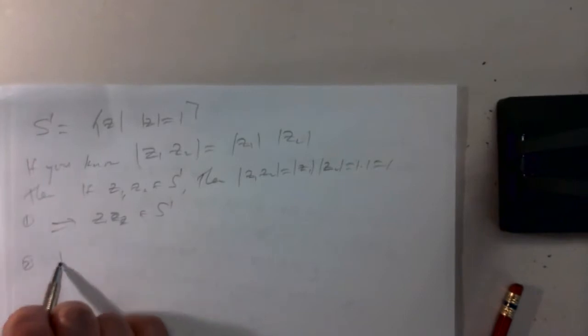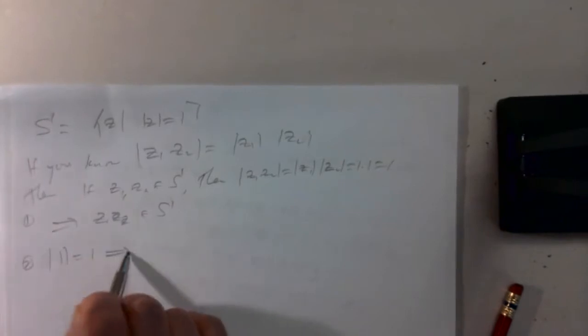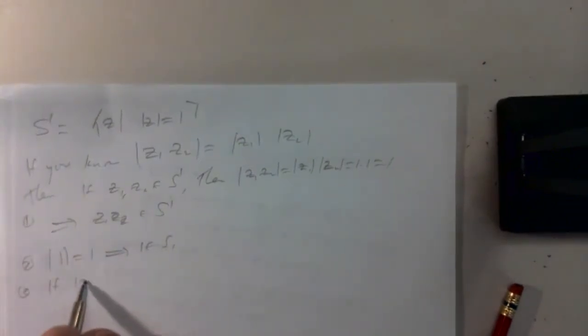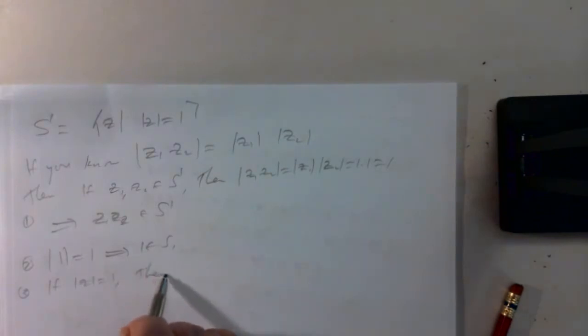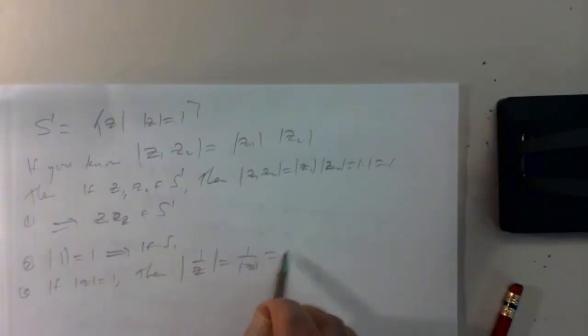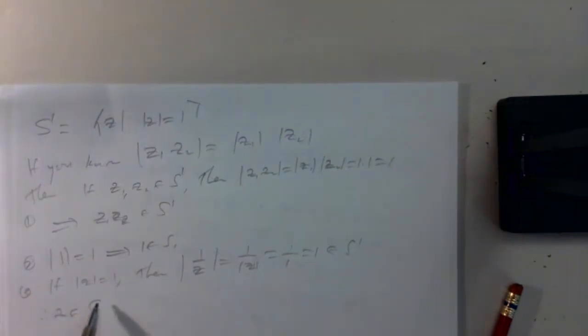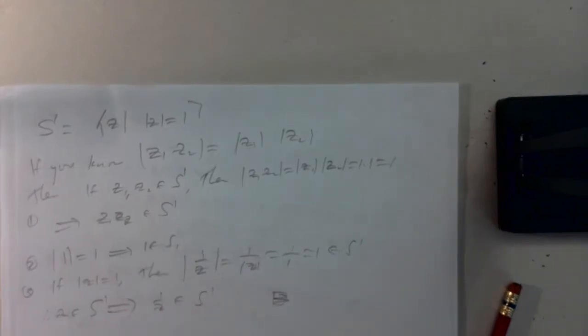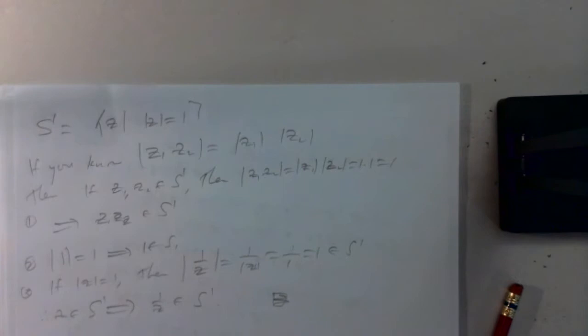What about the number 1? Well, the number 1 has absolute value 1, so 1 is in S1. And if the absolute value of z is 1, then the absolute value of 1 over z, which is 1 over the absolute value of z, is 1 over 1, which is 1, which is in S1. So whenever z is in S1, then 1 over z is in S1. So that's a proof. It's an equally good proof, which doesn't use sines and cosines. It just uses the properties of the absolute value of a complex number. That would be fine also.